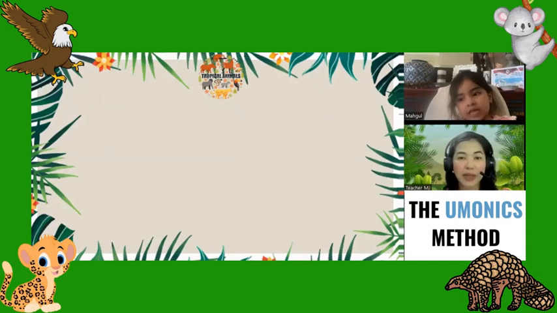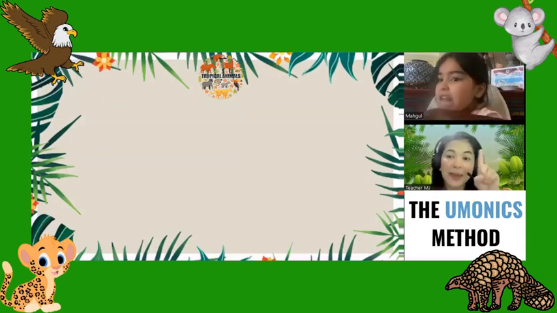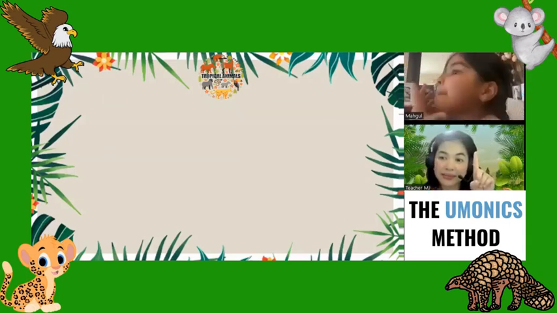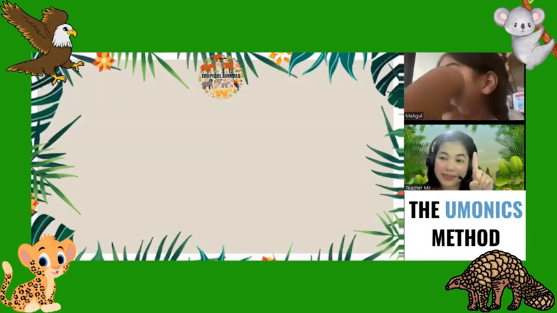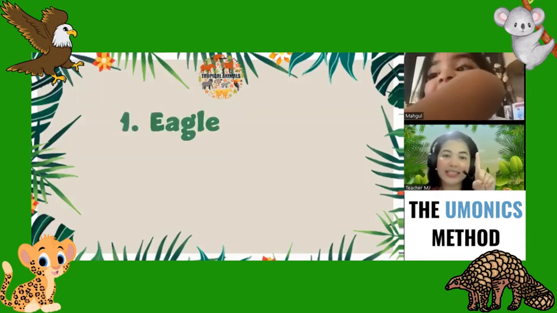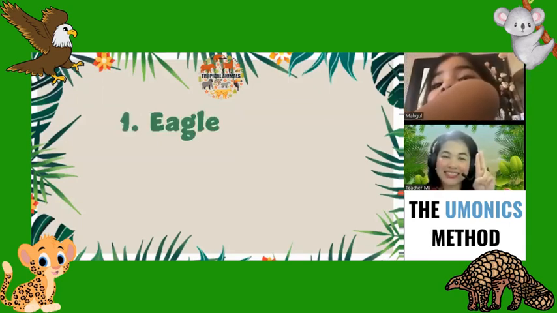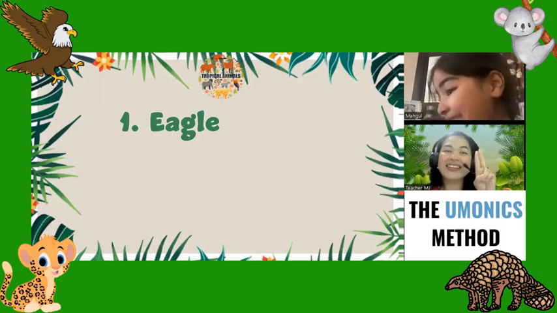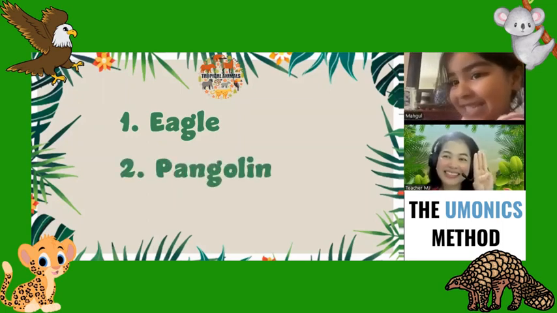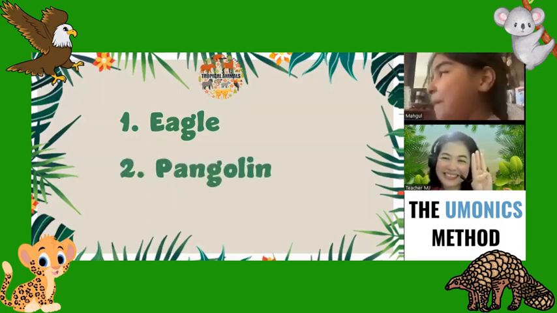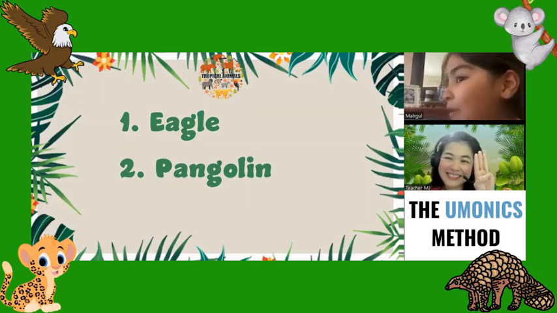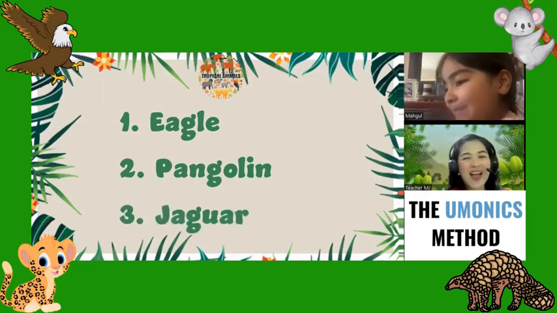What are the animals that live in the tropical climate? One. Eagle. Good. Next. Two. Kangaroo. Great. And three. Jaguar. Very good. Good job.